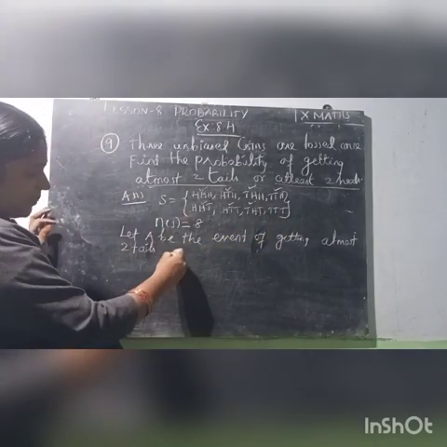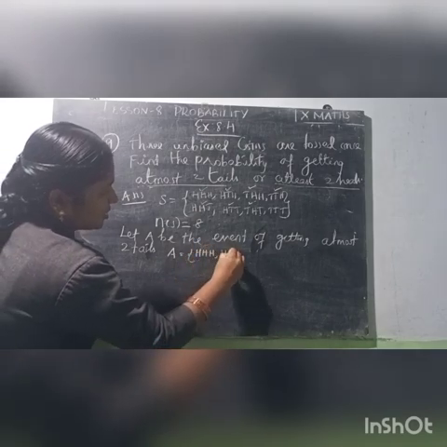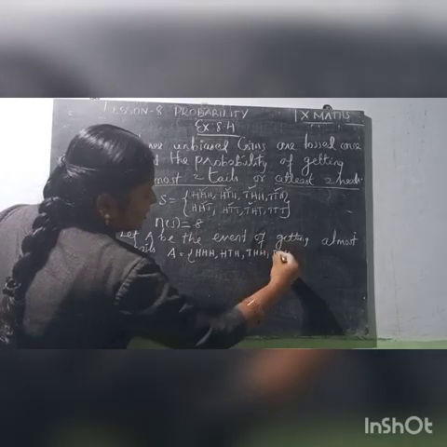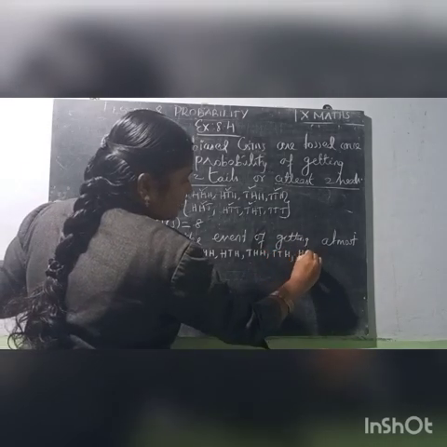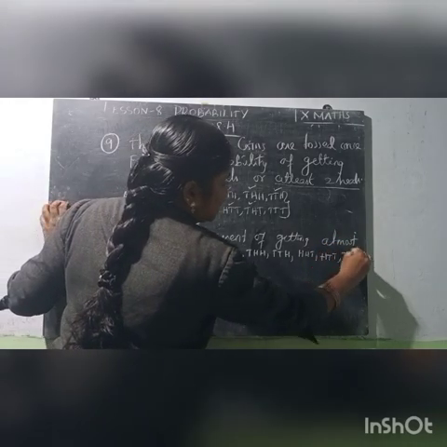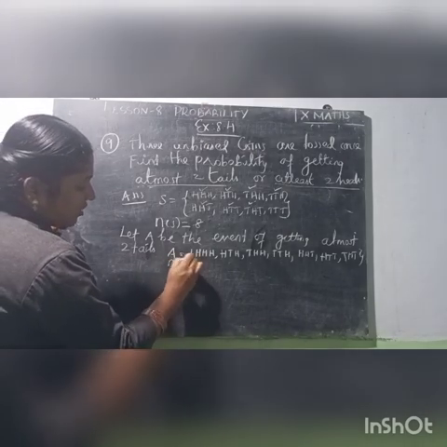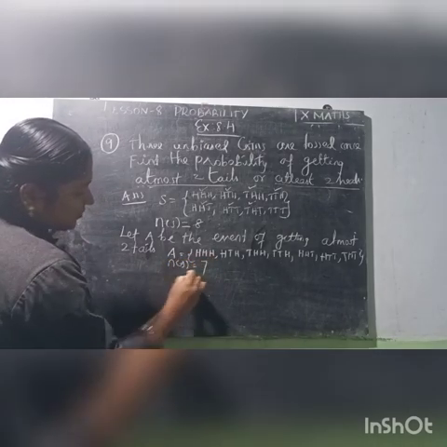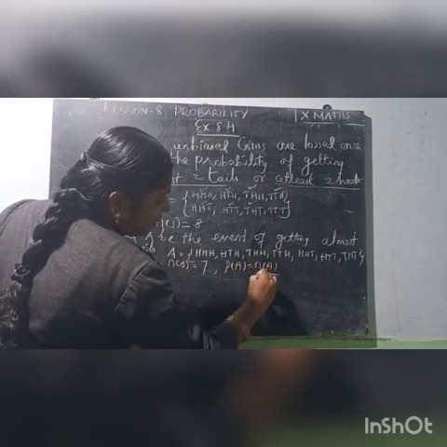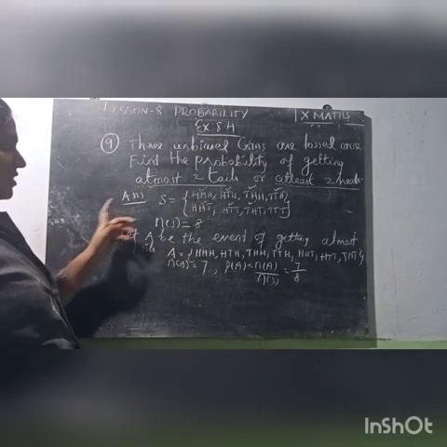So now A equal to HHH, HTH, THH, TTH, HHT, HTT, THT. So totally 7 events. So n of A equal to 7. So now P of A equal to n of A by n of S. So 7 by 8. So we got the first event probability.